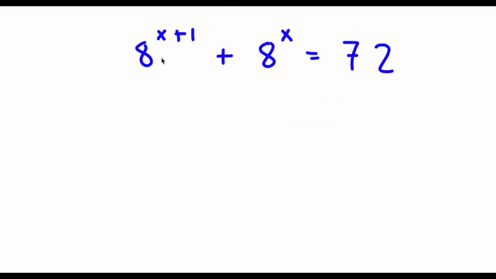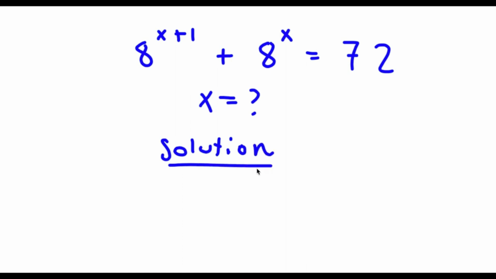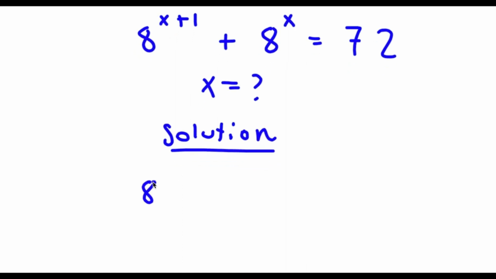Alright, so I have 8 to the power of x plus 1 plus 8 to the power of x is equal to 72. So I want to find the value of x here. So for my solution, first start with 8 to the power of x plus 1 plus 8 to the power of x is equal to 72.